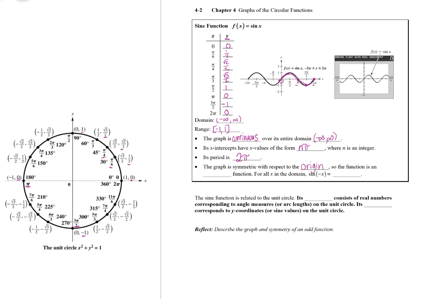So the function is an odd function. For all x in the domain, sine of negative x is equal to negative sine of x. The graph is symmetric with respect to the origin, which means that if you have the point (pi over 2, 1), then the point (negative pi over 2, negative 1) is also on the graph.